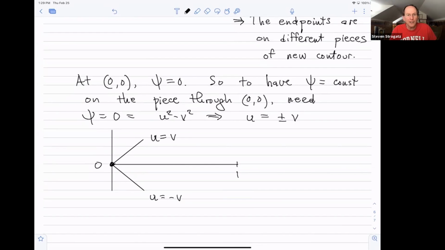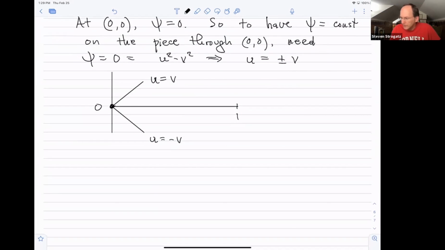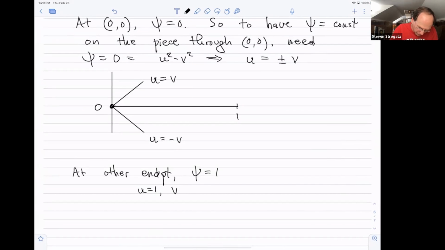Actually, maybe before I discuss how to choose the pieces, let's look at the other endpoint just to see what level of complications we're going to have to contend with. So at the other endpoint, there we said psi was equal to 1. That endpoint was u equals 1, v equals 0. So psi equals 1, let's see what that is. That's now of the form u squared minus v squared, which is psi, equal to 1. That's giving us something that looks like this. We already discussed those kinds of hyperbolas.